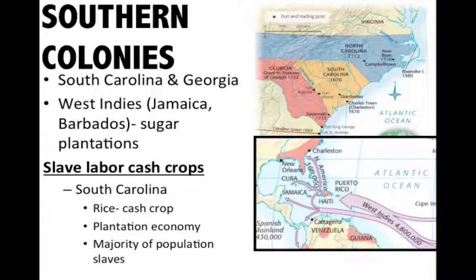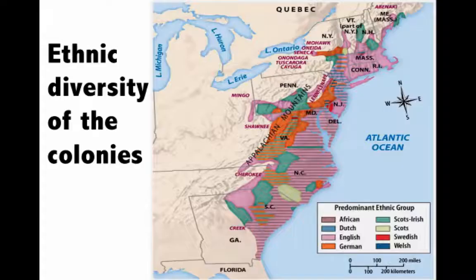Some things about the southern colonies: slave labor, cash crop economies. In South Carolina and Georgia, it's going to be rice, and to a lesser extent indigo, but it's going to be cash crops, plantation economy, and in many cases, for instance, in South Carolina and in Jamaica and Barbados, the majority of the population will be slave labor.